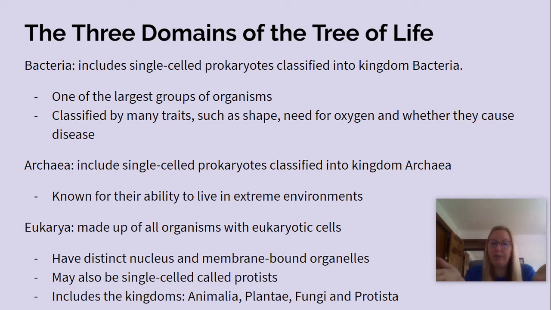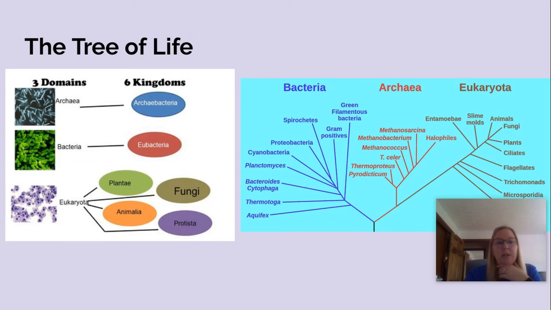Eukarya make up all the living organisms that contain eukaryotic cells. They have a distinct nucleus and membrane-bound organelles. I hope you guys remember that. They also include single-celled protists that still have a nucleus and membrane-bound organelles. Although they're single-celled organisms, they are eukaryotic single-cell organisms. This includes the kingdoms Animalia, Plantae, fungi, and Protista.